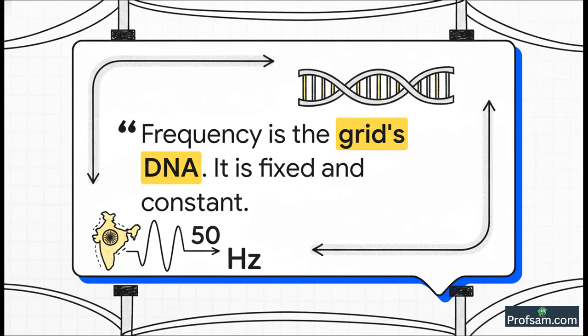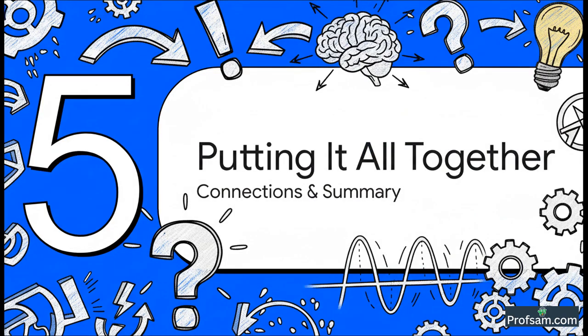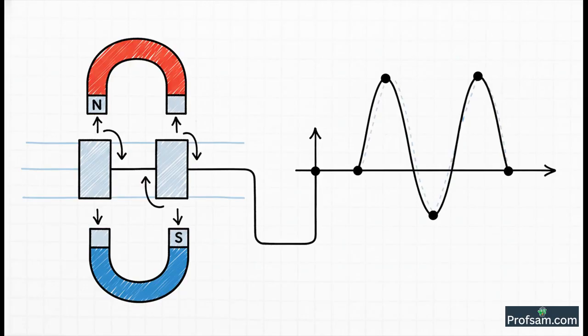Just think: frequency is the grid's DNA. It is a fixed, constant signature for the entire system. 50 Hz for India, always. Okay, so let's quickly connect this new idea to what we've already learned in previous chapters, and then we'll summarize everything. You see, this chapter on AC isn't just some new random topic.